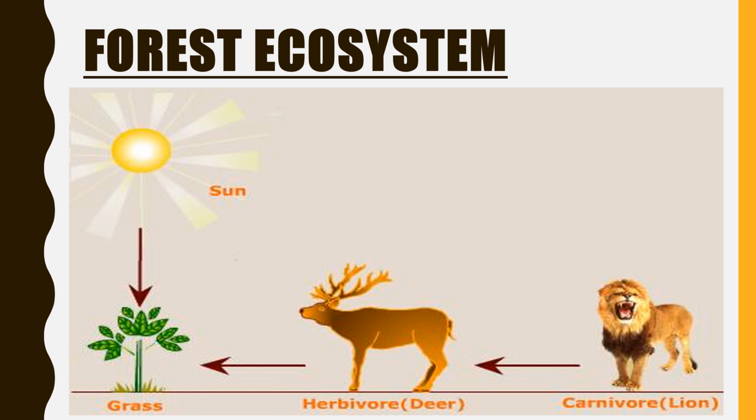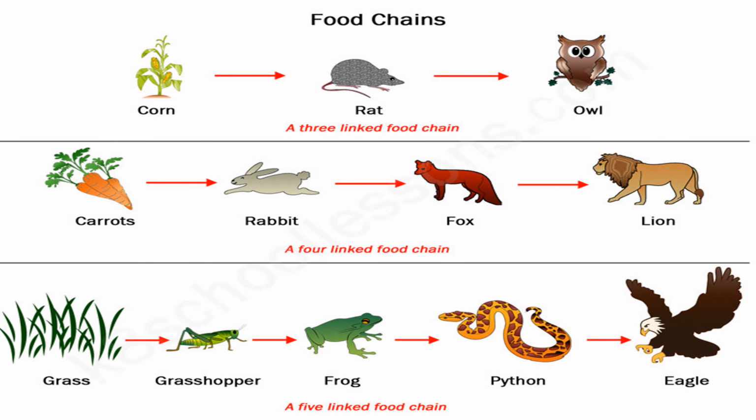Now the food chain can have 3 links, 4 links, or 5 links. An example of 3 links is corn being eaten by rat and rat being eaten by owl. The example of 4 links is carrot being eaten by rabbit, rabbit being eaten by fox, and then fox being eaten by the lion, right?